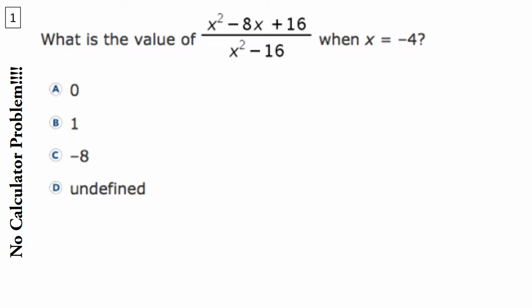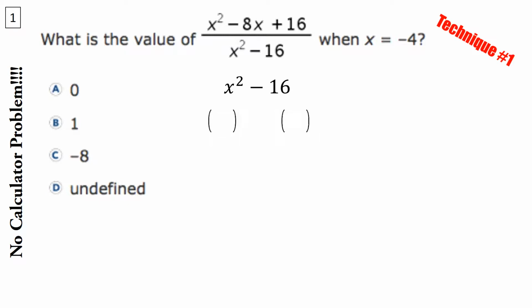What is the value of x squared minus 8x plus 16 over x squared minus 16 when x equals negative 4? Well, we've got two good ways to do this one. The first one, we're going to look at this denominator, which is x squared minus 16, and we're going to find our excluded values first. You remember doing that, I hope.